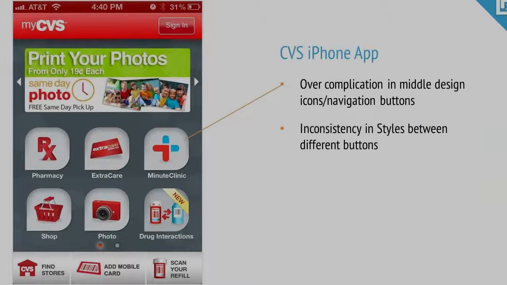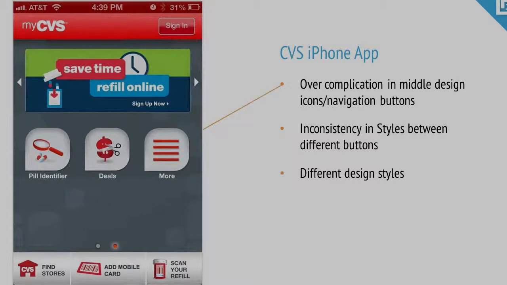You can also see inconsistency between styles in different buttons. You have a button style down here that is completely different than a button style here, and again, a completely different button style up here. There could be some sort of consistency between them, and it makes it hard to create a hierarchy within the levels of navigation here. They also have this very complicated advertisement banner at the top, which draws your attention, whereas you're not sure what to do with the navigation item.